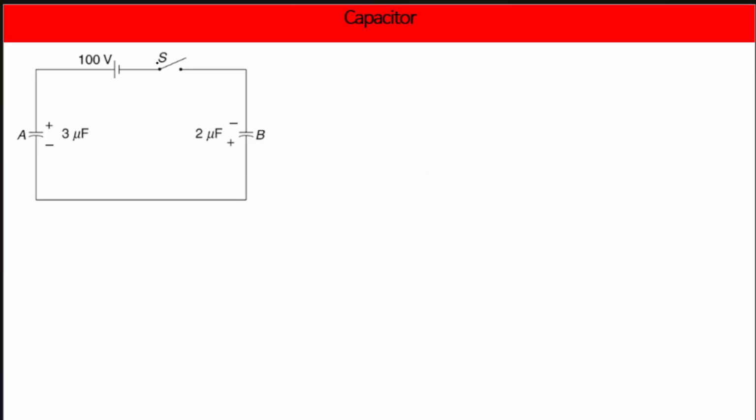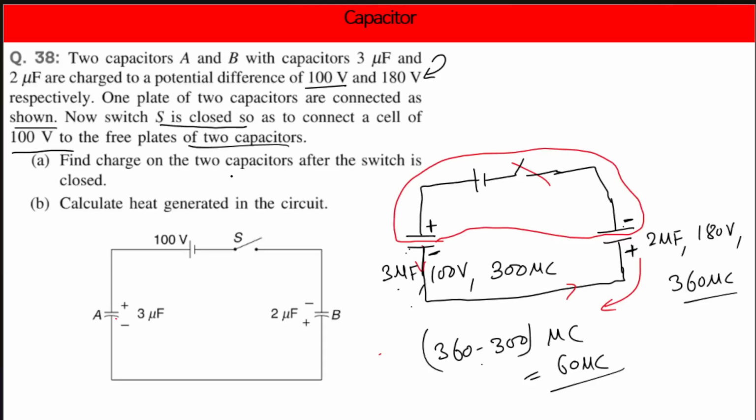So after the connection is made, this is going to have 144 microcoulomb of charge, and this is going to have 84 microcoulomb of charge. So the first thing we have answered, right? Find the charge on the two capacitors. We have done it. Calculate the heat generated in the circuit. This is also going to be very tricky.